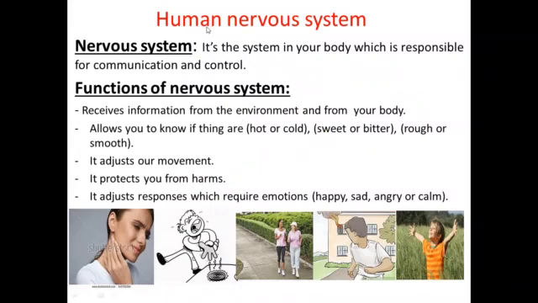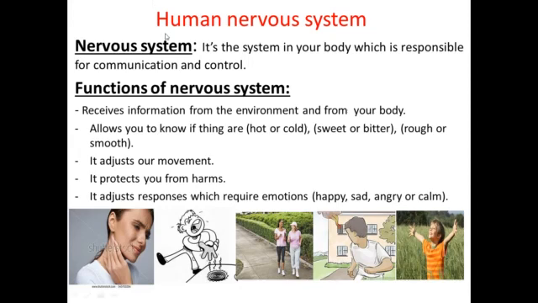Today we are going to talk about the human nervous system. But first, let's remember that any living organism is characterized by some processes. These processes are like respiration, digestion, feeding, movement, sensation, and reproduction.